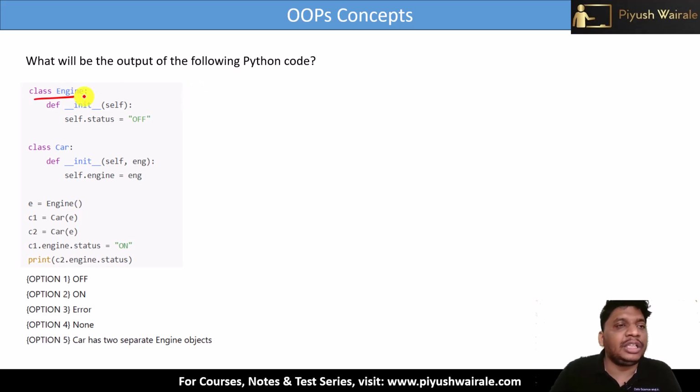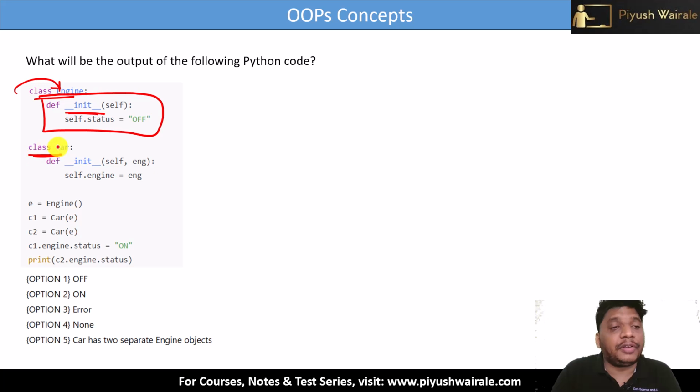We have a class Engine, so we have a constructor here, the init function. So whenever we are going to create an object using this particular class Engine, this function will automatically get executed. Now what about the class Car here? Again we are creating a different class, that is Car, and here we have a constructor. So this will get executed when we create an object using this particular class here. Okay, let's see what we have done.